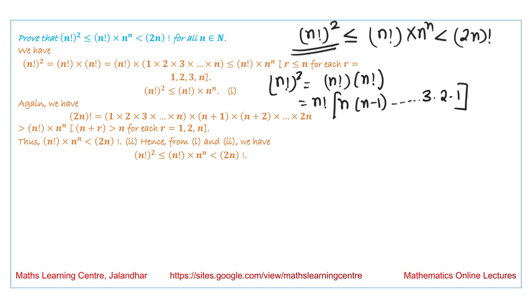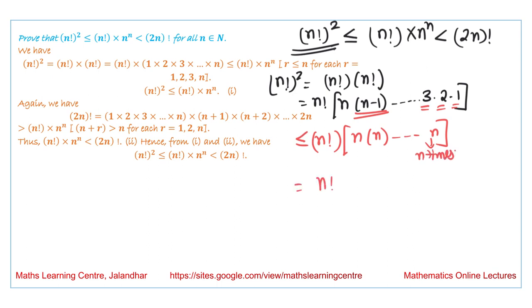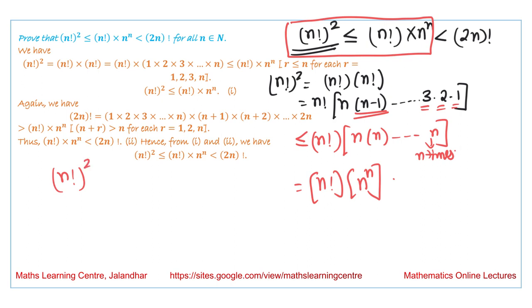Now each of these terms is less than n, so we can write it is less than or equal to n factorial into n, and so on up to n. How many times is n there? This is n times. So this is equal to n factorial into n raised to the power n. So this is the first part that we have to prove: n factorial square is less than or equal to n factorial into n raised to the power n.